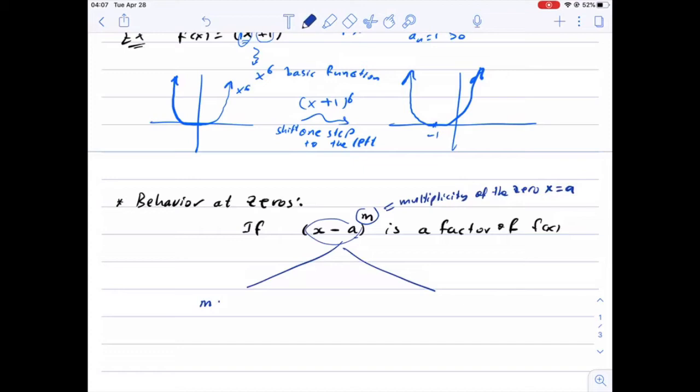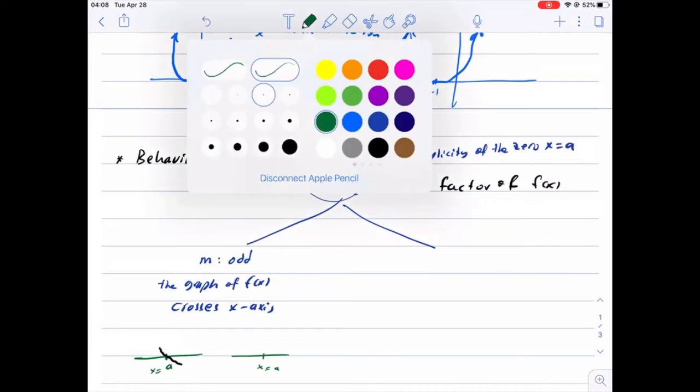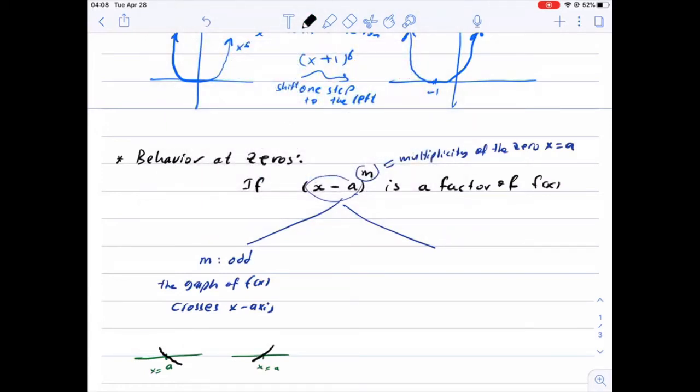Okay, now if m is odd, then the graph of the polynomial crosses the x-axis. By crossing the x-axis, I mean if this is the x-axis and this is a, the graph crosses the x-axis at this point, either this way or this way. So the graph crosses the x-axis.